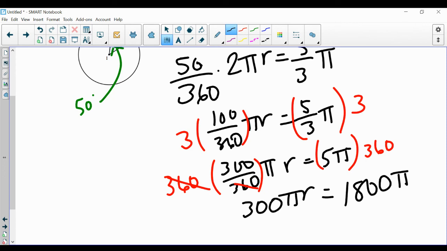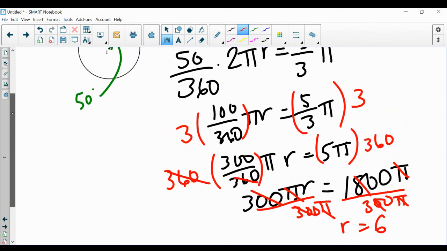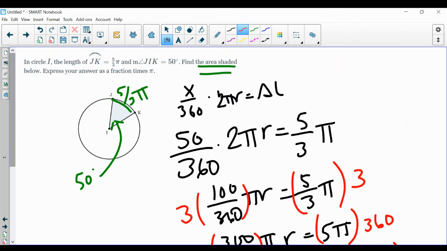So from here, we need radius by itself, so we're going to divide by 300. And again, how you get here, 300 pi. 300 pi. Whoops, I crossed those out. So radius equals 600. 6, I lied, 6. So now that the radius is 6, now we can actually answer the question. So this is where you're going to go back and plug in everything you need and solve for the area. So my radius is 6.